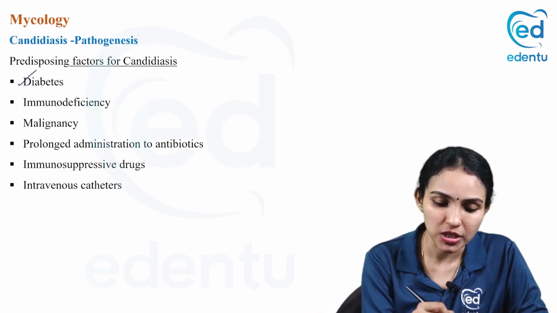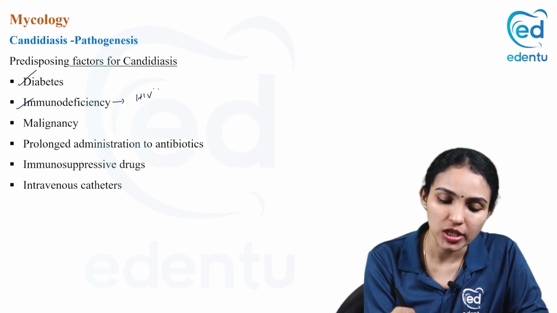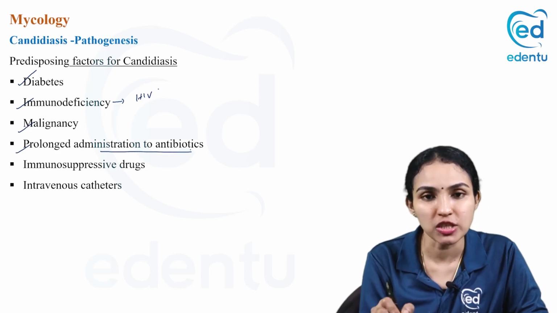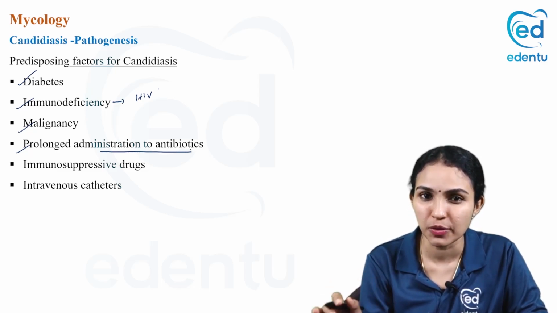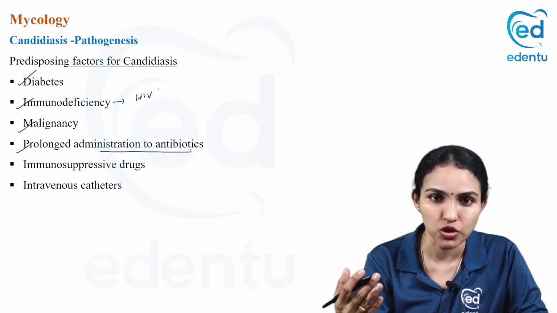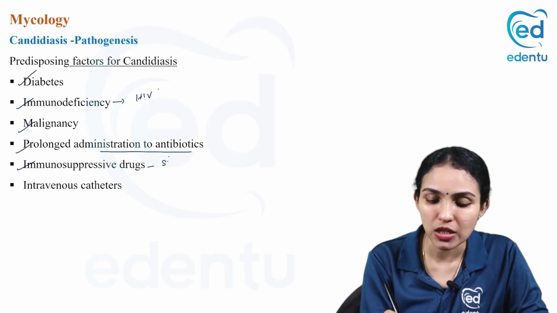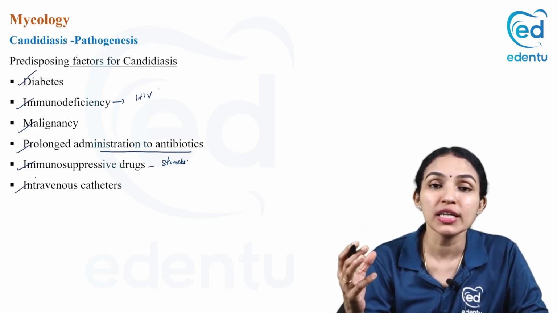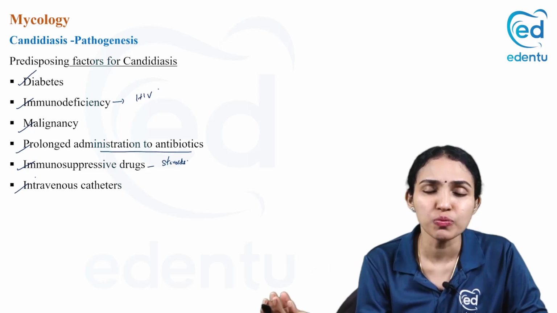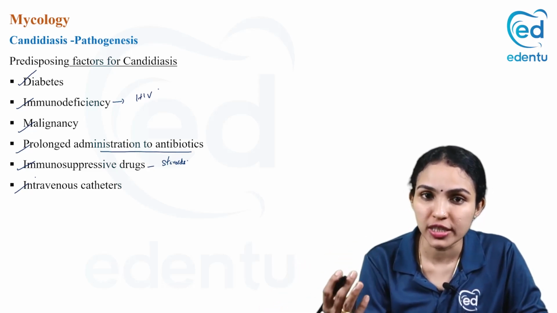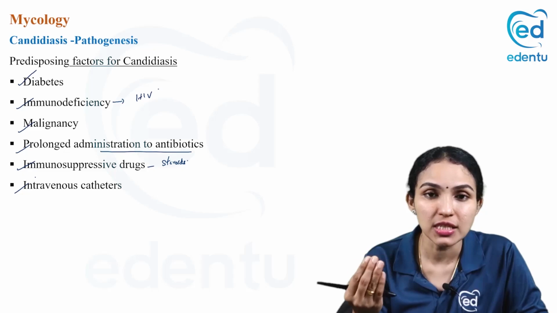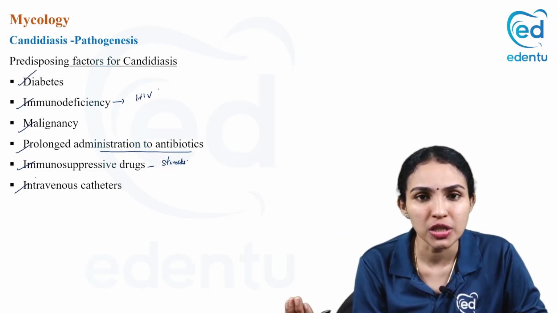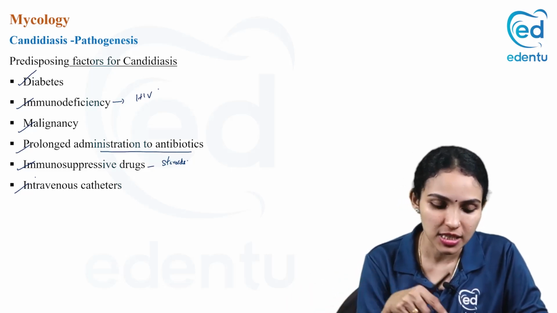Diabetes will cause immunosuppression, and immunodeficiency disorders like HIV, malignancies, especially hematological malignancies. Prolonged administration of antibiotics can cause suppression of the normal bacterial flora, and at that time Candida can become pathogenic. Immunosuppressive drugs like steroids, which are the most commonly encountered, and patients who are on prolonged IV catheters, and also patients who are on urinary catheters for a long time. Those on intravenous catheters for a long time can develop bloodstream candidiasis. If they are on urinary catheters for longer duration, there is predisposition for urinary candidiasis.